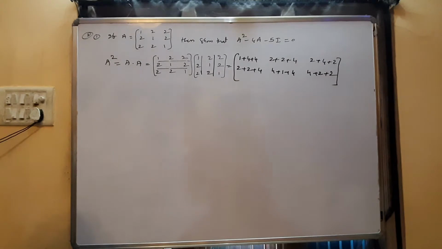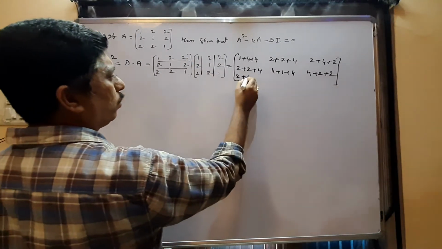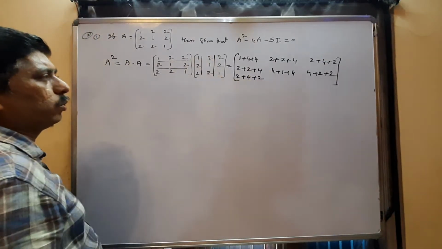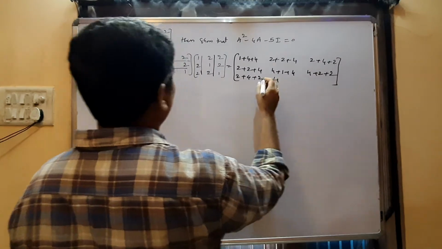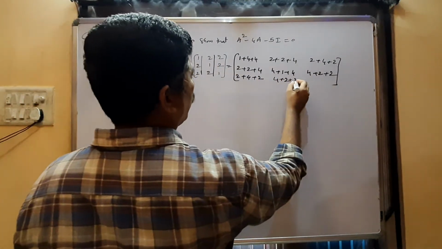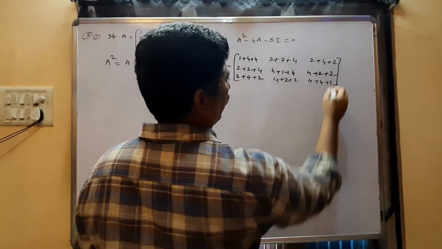Now third row into first column: 2 into 1, 2, 2 into 2, 4, 1 into 2, 2. Third row into second column: 2 2s are 4, plus 2 into 1, 2, 1 into 2, 2. Third row into third column: 2 2s are 4, plus 4, plus 1.